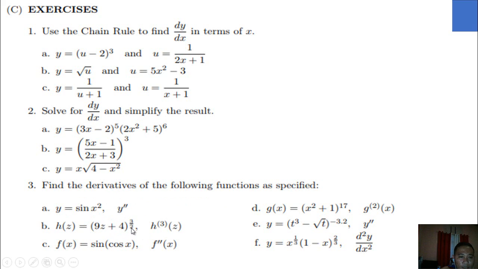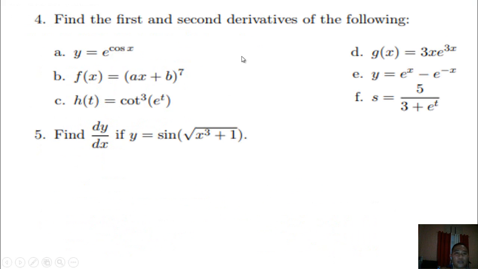And this one, okay lang din. Ito, okay lang din. Ito, third derivative, third or pangatlo. So, that's all for your activity. Good luck. Find the first and second derivative of the following. y equals e to the power of cosine x.